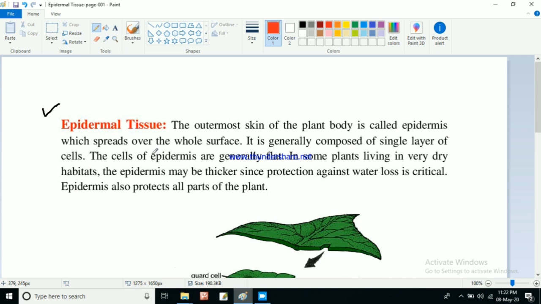We also have skin in all our parts, in our hand, leg, stomach, face, all the parts are covered with skin, and that skin is known as epidermis, means the outermost skin. So plants also have this outermost skin, known as epidermis, which spreads over the whole surface. It is generally composed of a single layer of cells.